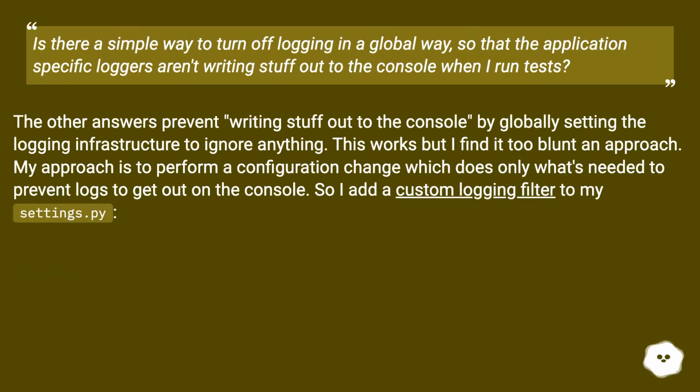Is there a simple way to turn off logging in a global way, so that the application-specific loggers aren't writing stuff out to the console when I run tests? The other answers prevent writing stuff out to the console by globally setting the logging infrastructure to ignore anything. This works, but I find it too blunt an approach. My approach is to perform a configuration change which does only what's needed to prevent logs from getting out on the console. So I add a custom logging filter to my settings.py.